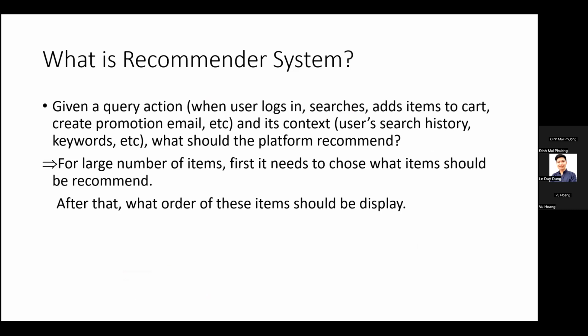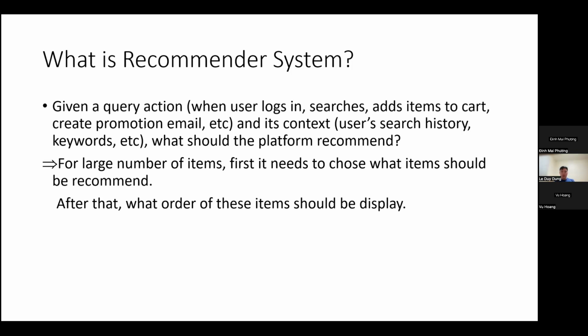To formulate it as a problem, given a query, maybe when a user logs in, searches, adds an item to the cart, or the platform tries to create a promotion email for you, and some context like your user ID, your search history, your like history, or some keywords you have searched, what should we recommend so you will continuously buy or stay with our platform? For e-commerce platforms like Shopee or Lazada, we have thousands, maybe millions of items. So first of all, they need to limit the number of items they will recommend for you. That's the first step. After that, what order should these items be displayed in?